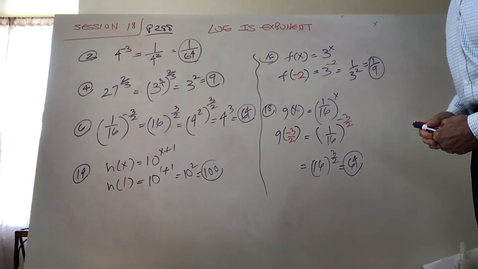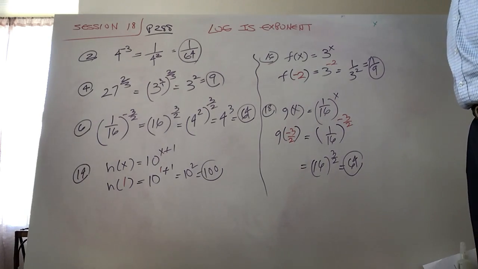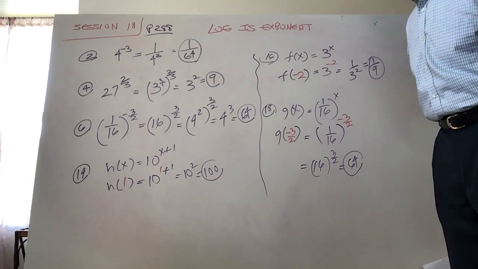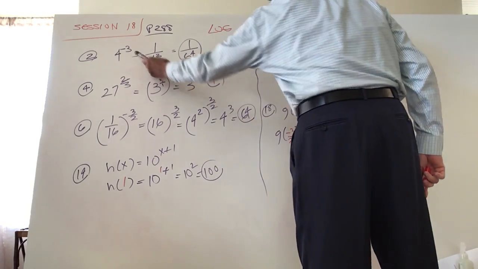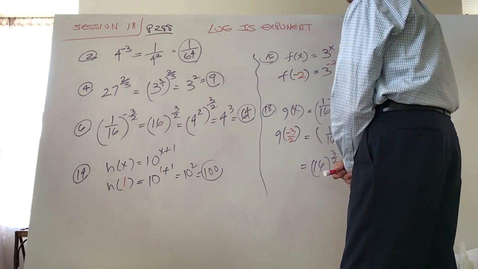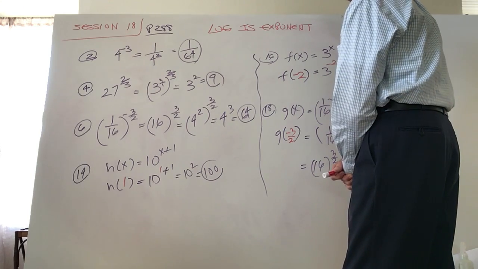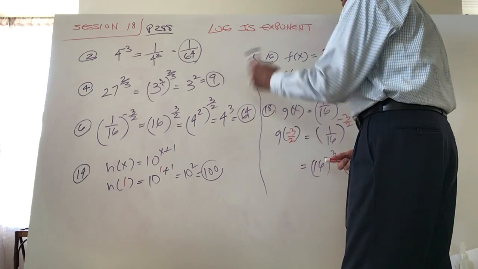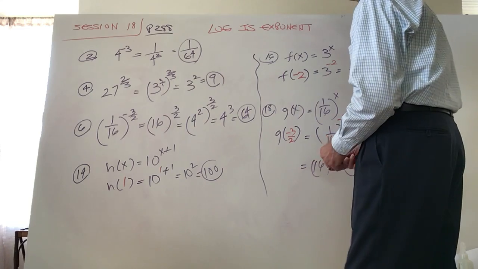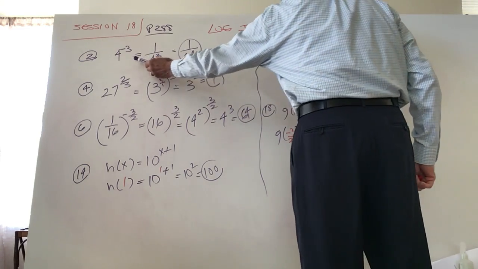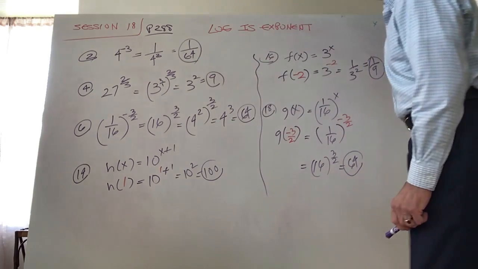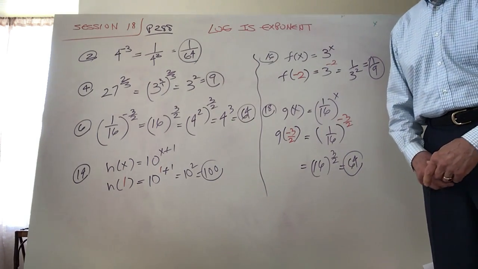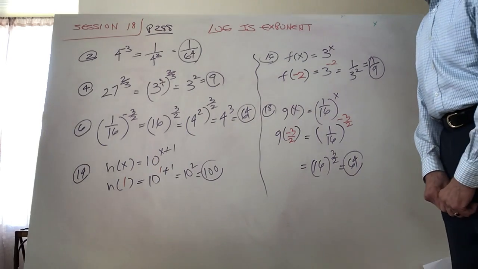Number two, we'd like to change 4 to the negative 3 to a positive exponent, then simplify. With the negative, we'll send the item to the denominator. The negative exponent moves it to the other area. If it's in the numerator, it goes to the denominator. Denominator goes to the numerator. So in this case, the 4 to the negative 3 will become 1 over 4 cubed. And simplify 4 cubed to 64. Basically finished there. Not too much for that particular problem.